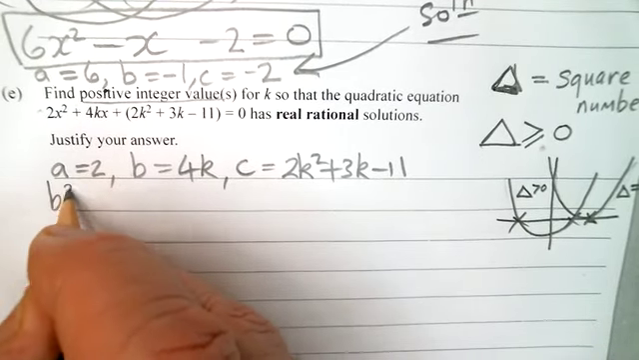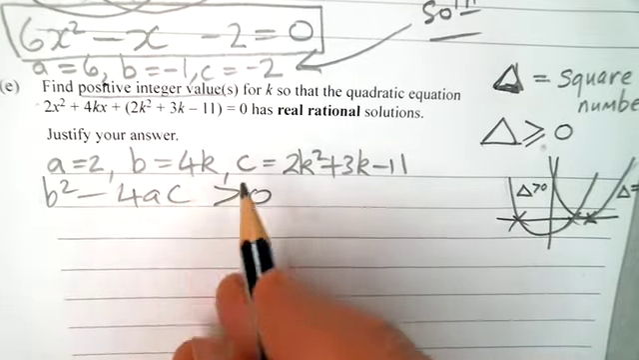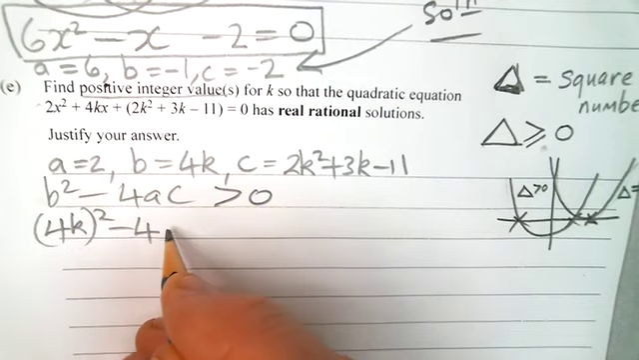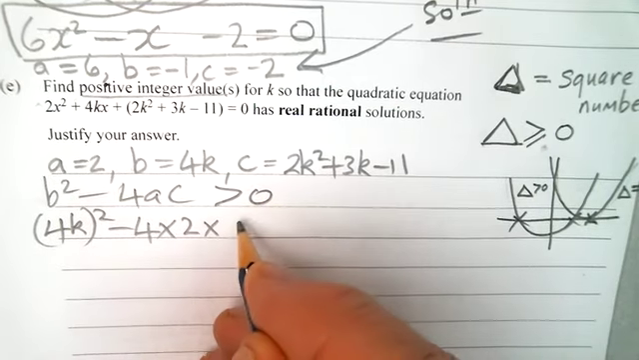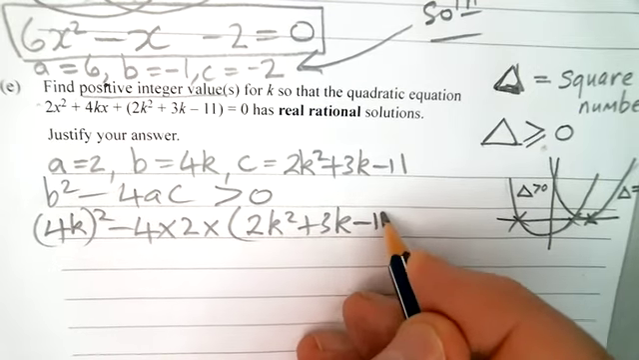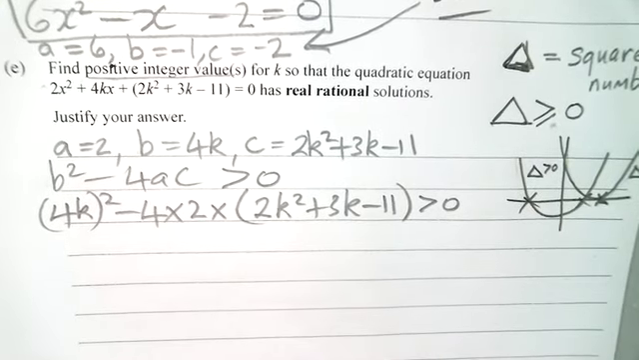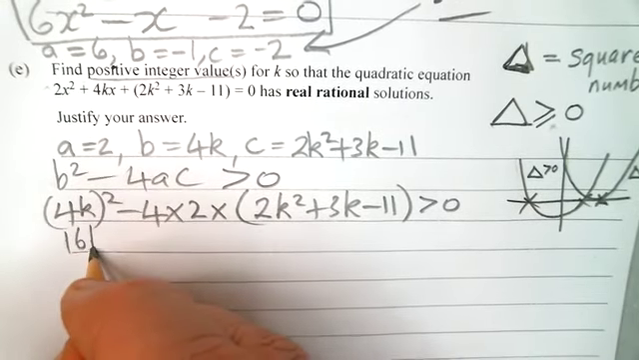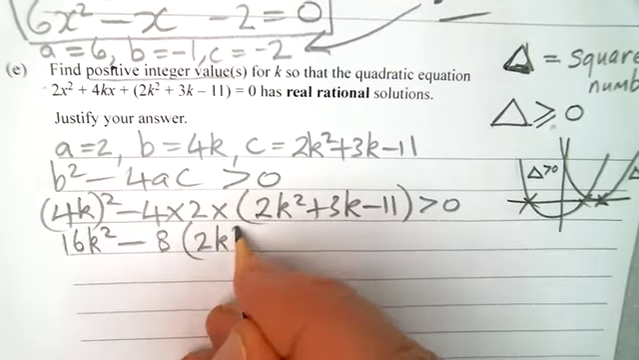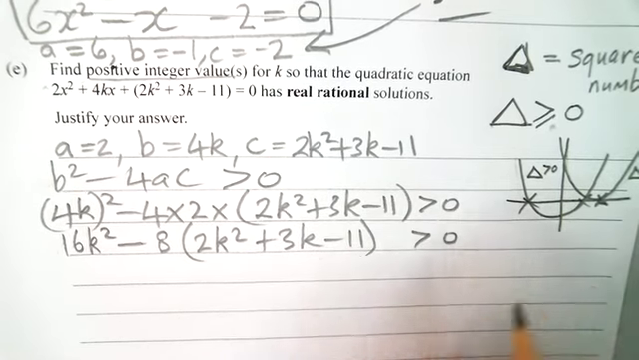So we've got b squared minus 4ac is greater than 0. B squared, well, that's going to be 4k all squared, minus 4 times a times c, which is the whole of that thing. Now I'll put that in brackets, 2k squared plus 3k minus 11, all greater than 0. Now let's simplify this a bit. So 4k squared is going to be 16k squared minus 4 2's are 8. And I'll restate this thing here, 2k squared plus 3k minus 11, again, greater than 0.